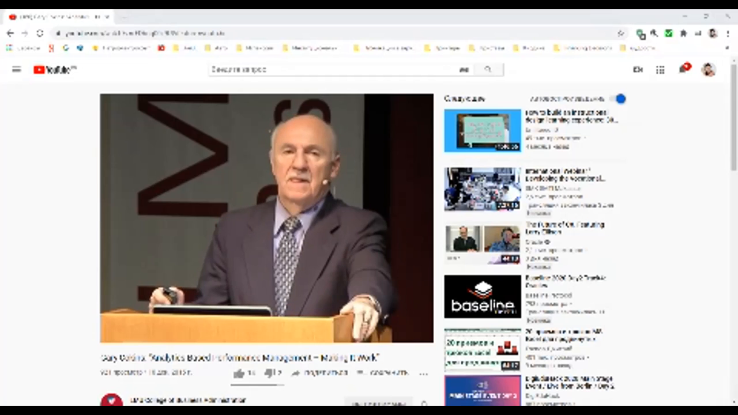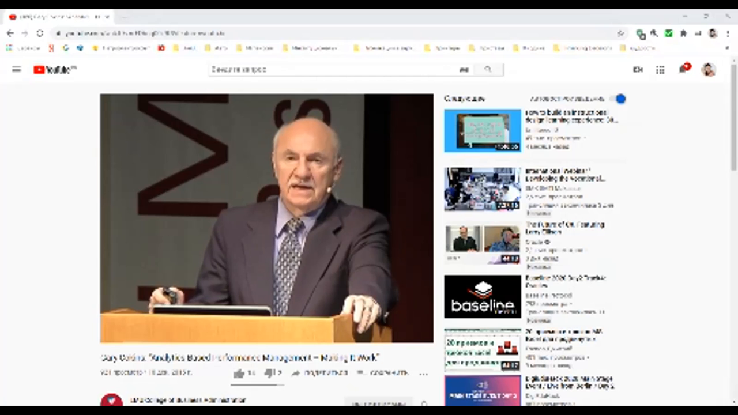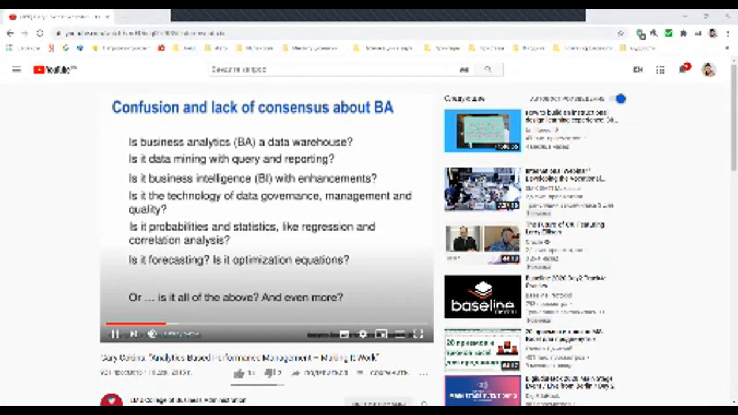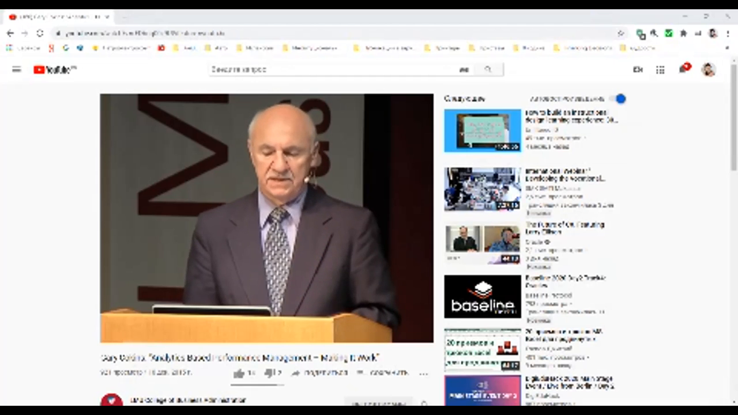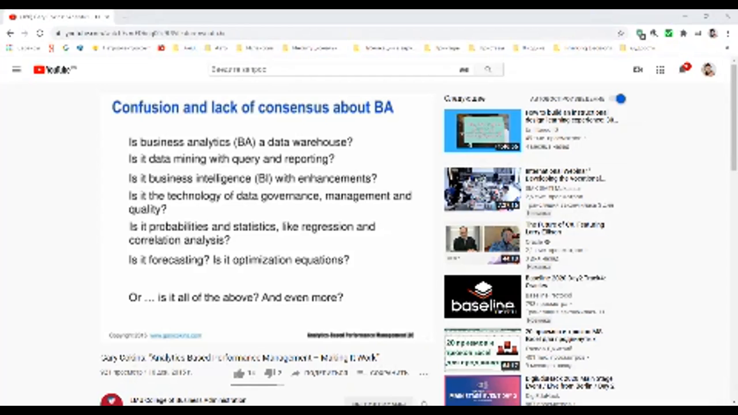What is it all about? Well, there is confusion and lack of consensus about what business analytics is. Is it a data warehouse? Is it data mining with query and reporting, the ability to drill down to a purchase order or an invoice to a line item? Is it about business intelligence with enhancements? And I'm going to basically contrast business intelligence with business analytics. They're not the same thing. Business analytics is a step above business intelligence. Is it the technology of data governance, data management, data quality? Yes, but that's kind of the IT shop, the men and women in the glass house that are running the big servers. It's about probabilities and statistics like regression and correlation analysis, or forecasting and optimization equations.